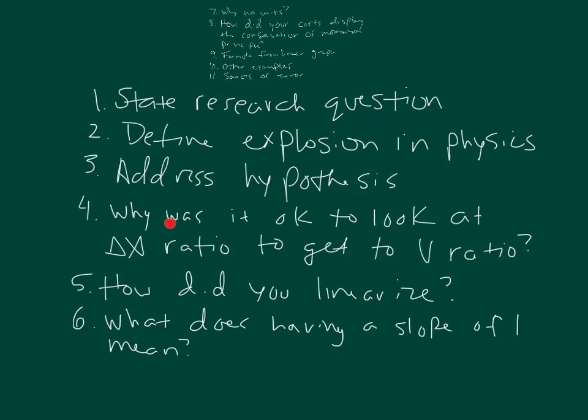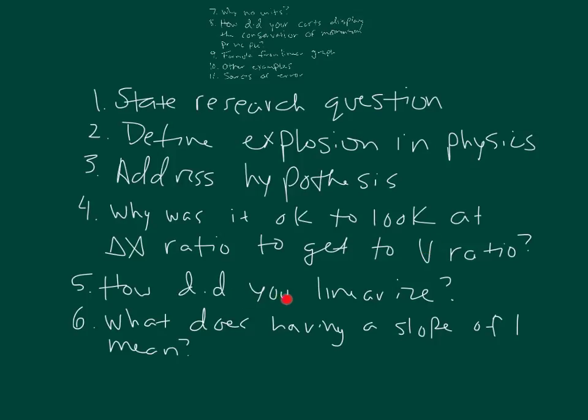Moving on, number 4, why was it okay to look at the displacement ratio to get to the velocity ratio? Here we're going to be talking about how we kept the time consistent. You remember we had the carts hit the back wall at the same time, and what that did was give us a means of canceling out time on both sides of that ratio. So we were technically looking at displacements, but it was also the same ratio that would show up for velocity.